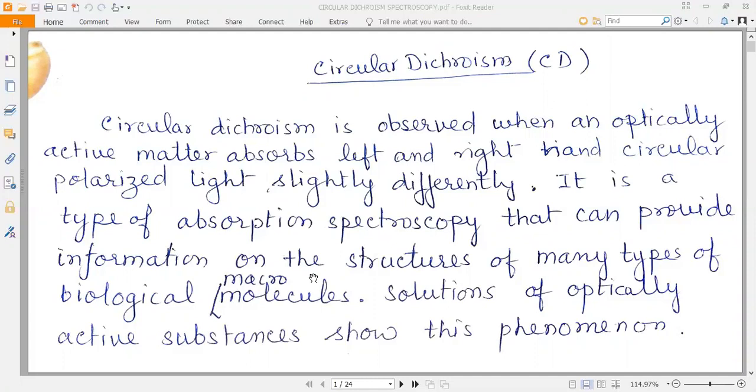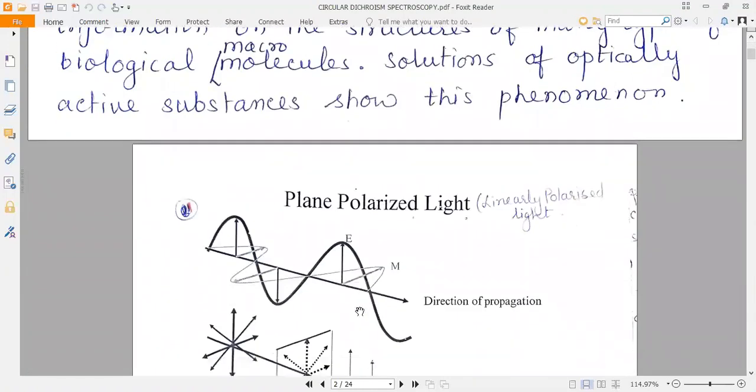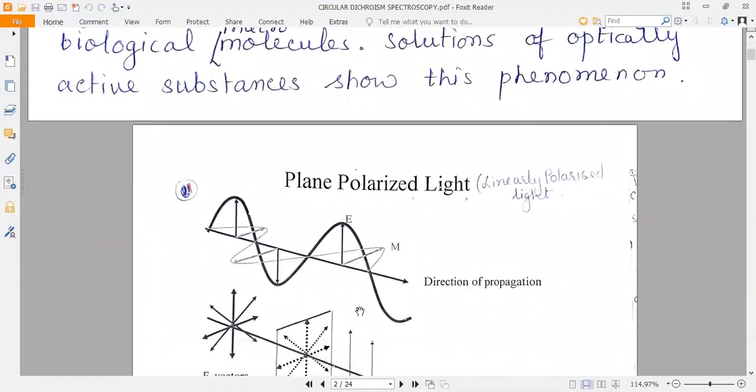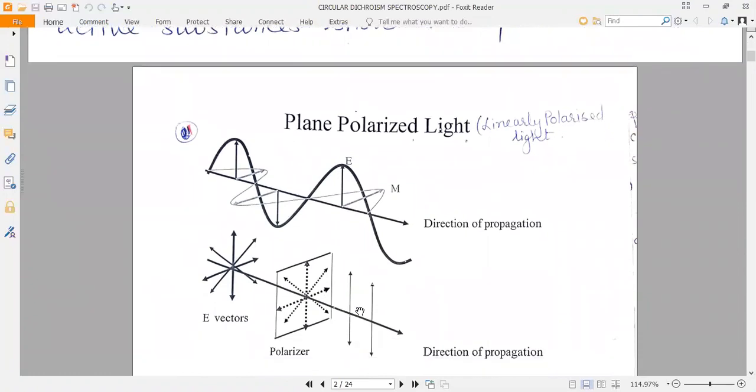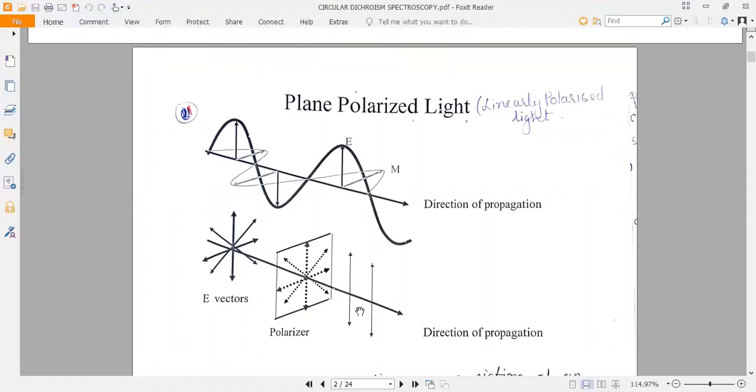Solutions of optically active substances are required because they show the absorption phenomena of plain polarized light. What is plain polarized light? Before going further, let us understand what is plain polarized light or linearly polarized light.